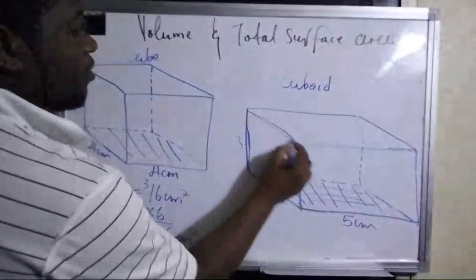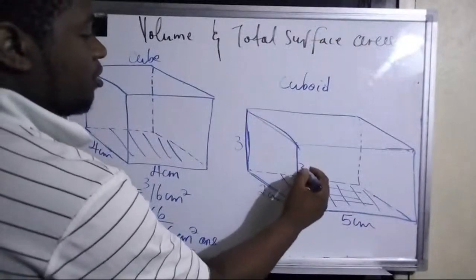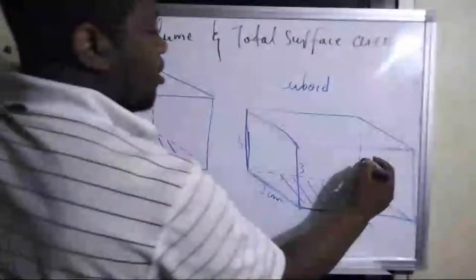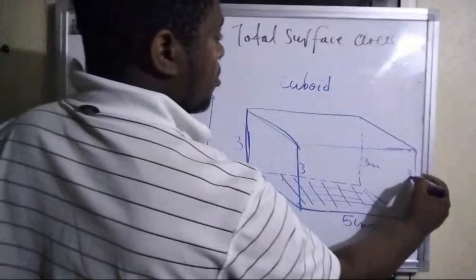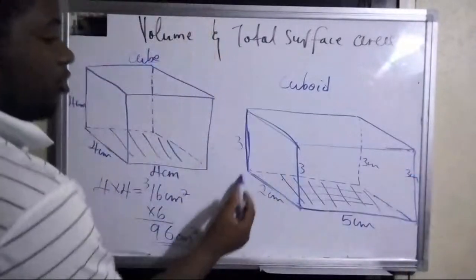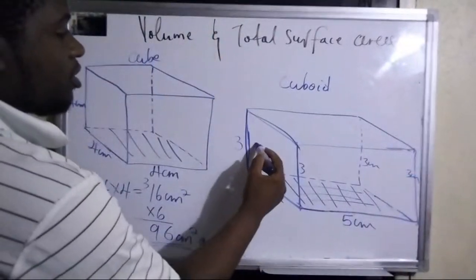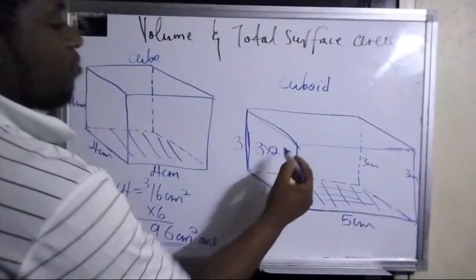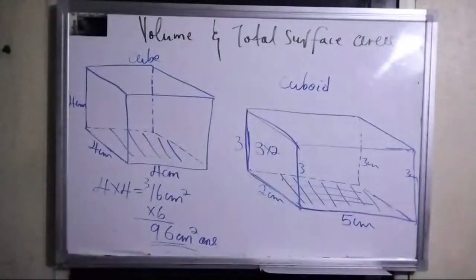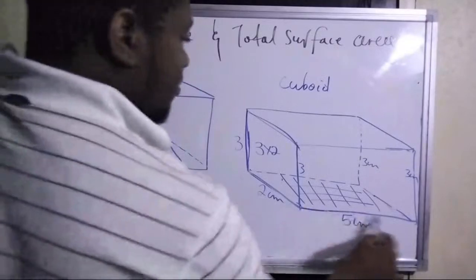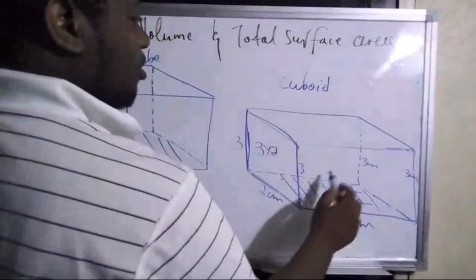Right? So think about it. The height is 3, right? All of these would be 3. So this would be a 3 by 2. If you see this side, this is a 3 by 2. Let's just look at the dimension for the front. We have 5 here, so up by 3. So it's a 5 by 3.